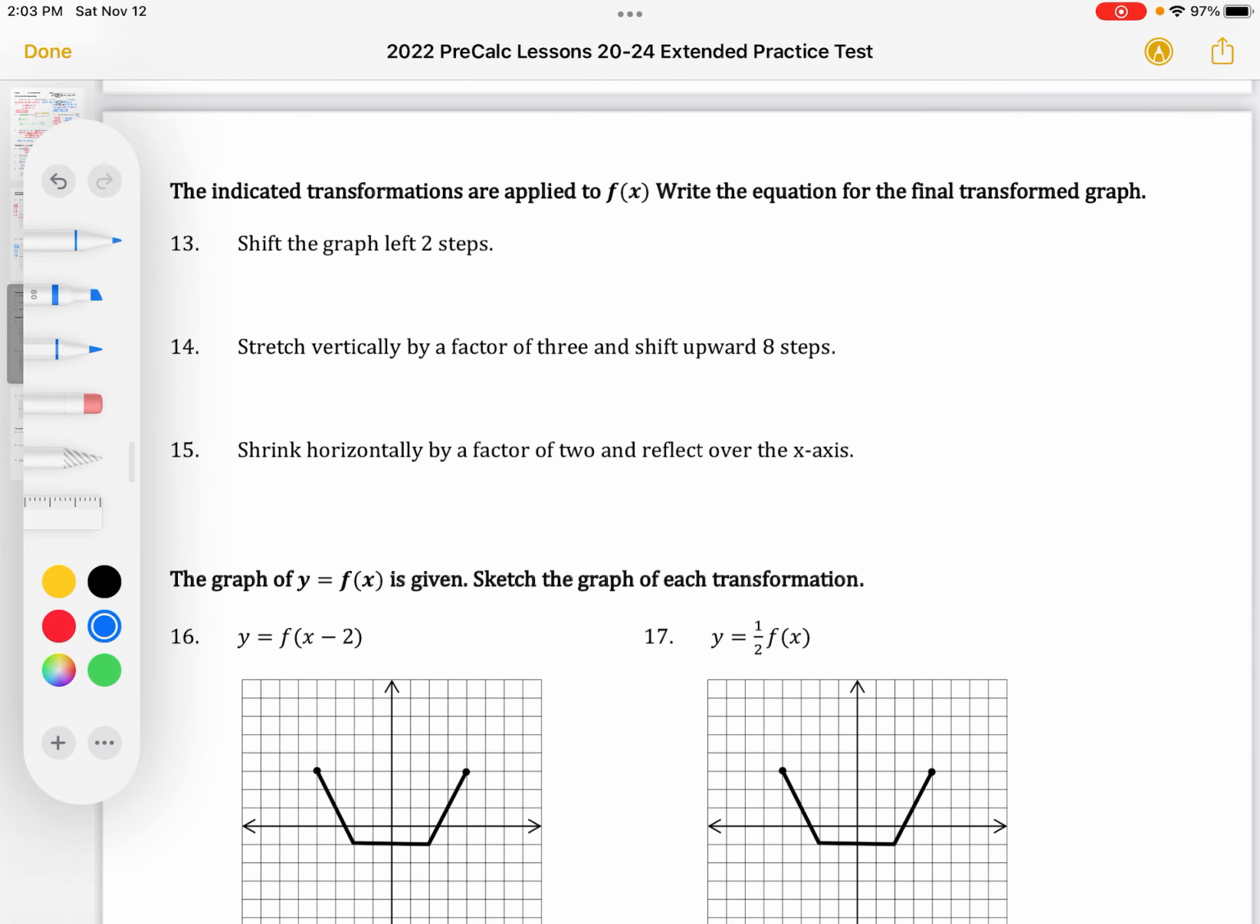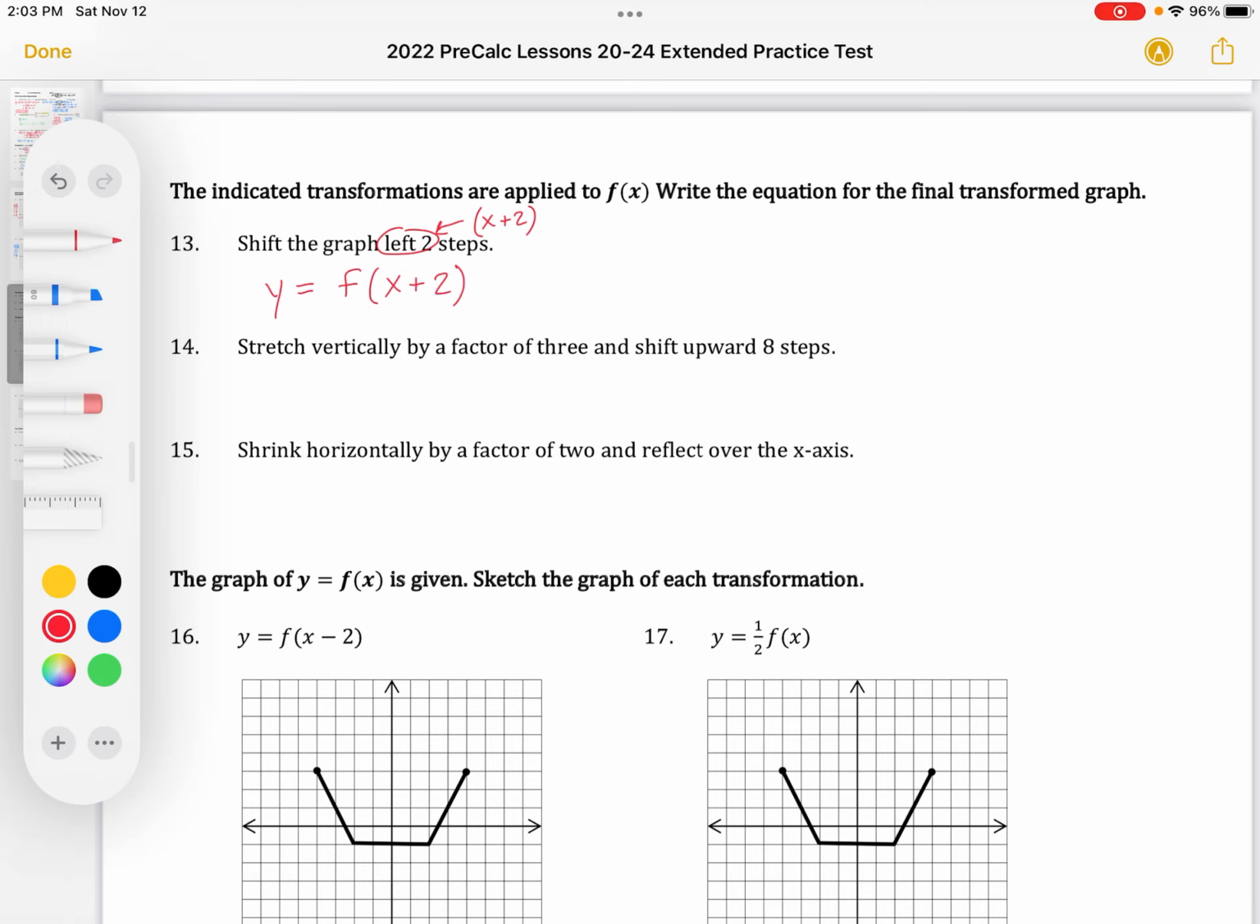All right, moving on, we're going to look at transformations. So you are given the indicated transformations are applied to f of x. Write the equation for the final transformed graph. So for 13, I'm just going to say y equals for our new transformed graph. If you shift left 2 steps, that's going to look like this: f of x plus 2. So that would be the final transformation. So remember, if it's left, that's horizontal. So this is opposite of what it looks like. So that's where it's showing up in parentheses as x plus 2.